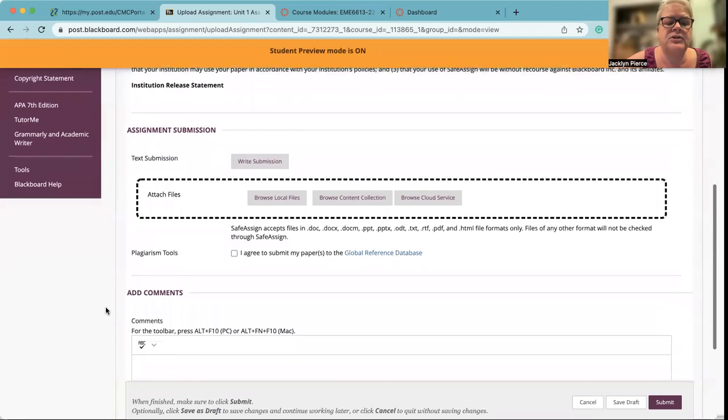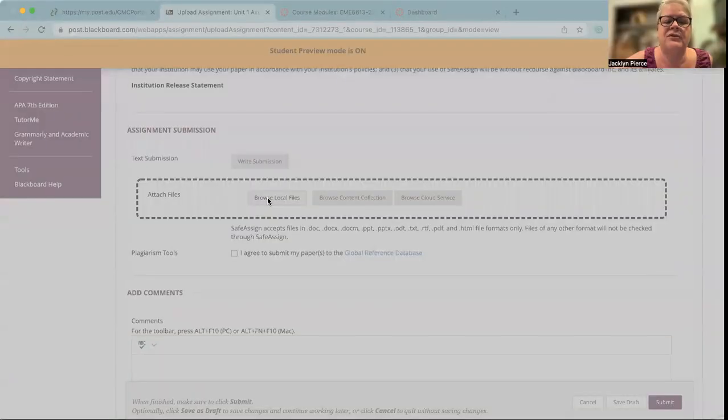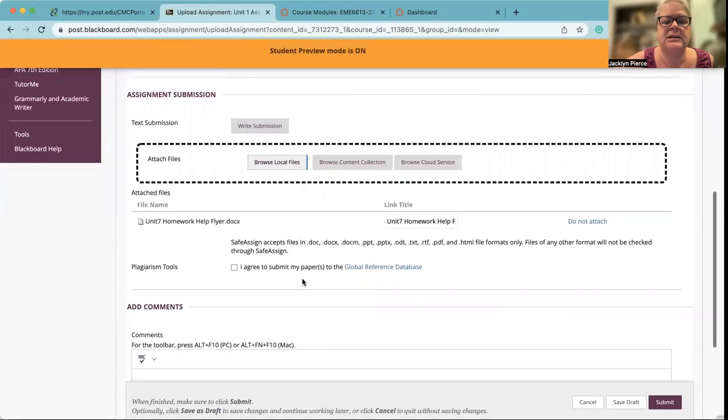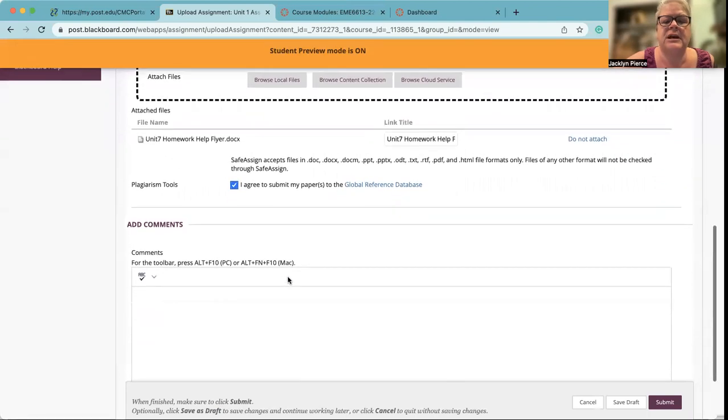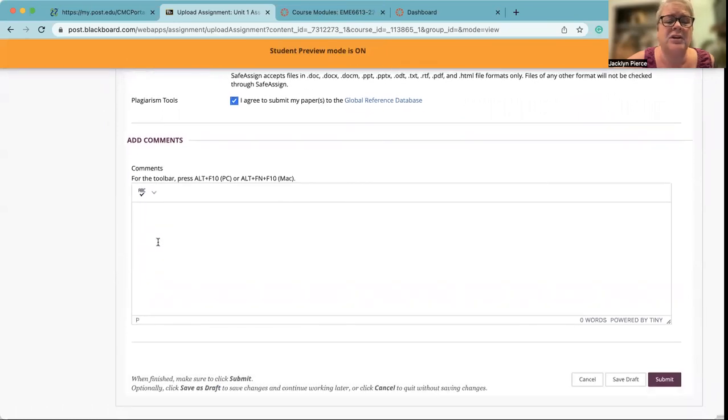Now, one of the things that's a little bit tricky is this says write submission. You do not want to do this. You want to have saved your document on your computer. And so you will browse local files and you will turn in a document. I'm just going to pick a document here from my list. And then you want to say, yes, I agree to submit my papers to the global reference. If you want me to know anything, you can write here in the comments, but typically you won't write anything. You'll just attach the document. So we click submit and now it is submitted.